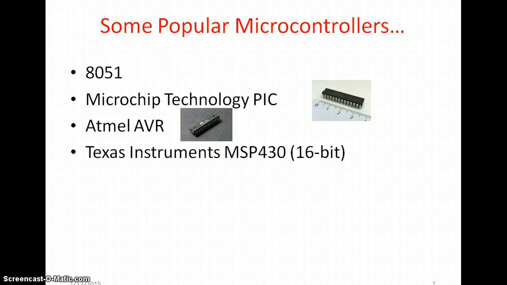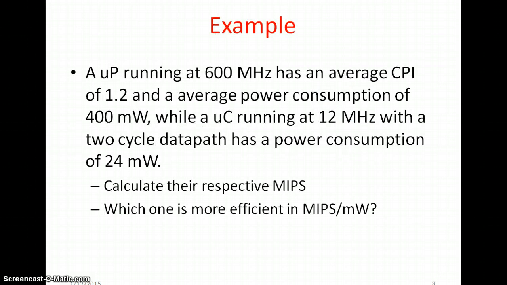In this slide you have seen, these are the common examples of microcontroller: 8051, Microchip Technology PIC, Atmel AVR, Texas Instruments MSP430 16-bit. It is a 16-bit microcontroller. You can calculate the respective MIPS, to see which one is more efficient in MIPS per milliwatt.